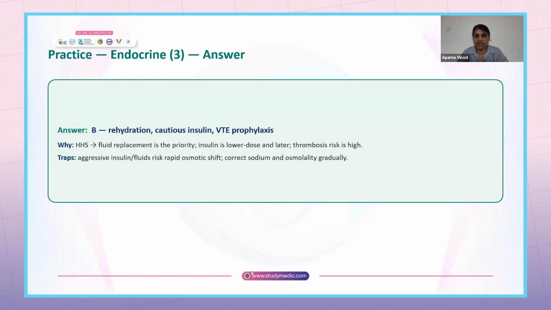Like we discussed earlier, we have to correct the dehydration. So rehydrate the patient, start insulin, and also offer VTE prophylaxis. The fluid replacement here is a priority. Insulin is lower dose and you can start it alongside, but first go ahead with fluid replacement. And always remember, risk of thrombosis is quite high in such patients. Aggressive insulin is not going to help you because it will cause rapid osmotic shift.